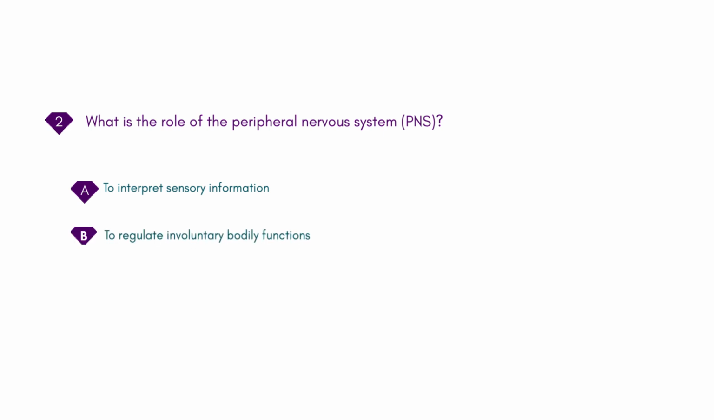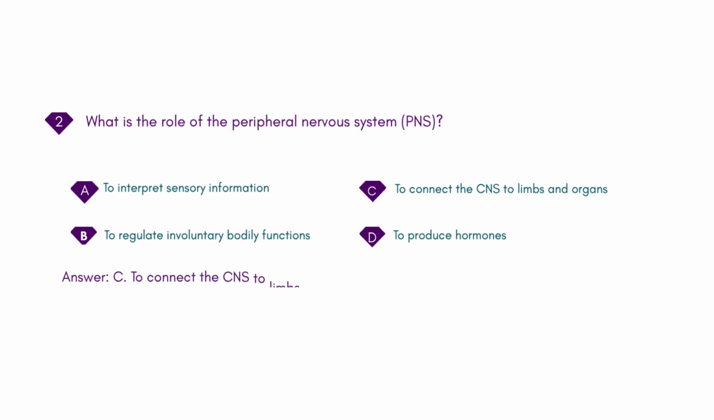What is the role of the peripheral nervous system, PNS? A. To interpret sensory information. B. To regulate involuntary bodily functions. C. To connect the CNS to limbs and organs. D. To produce hormones. Answer: C. To connect the CNS to limbs and organs.